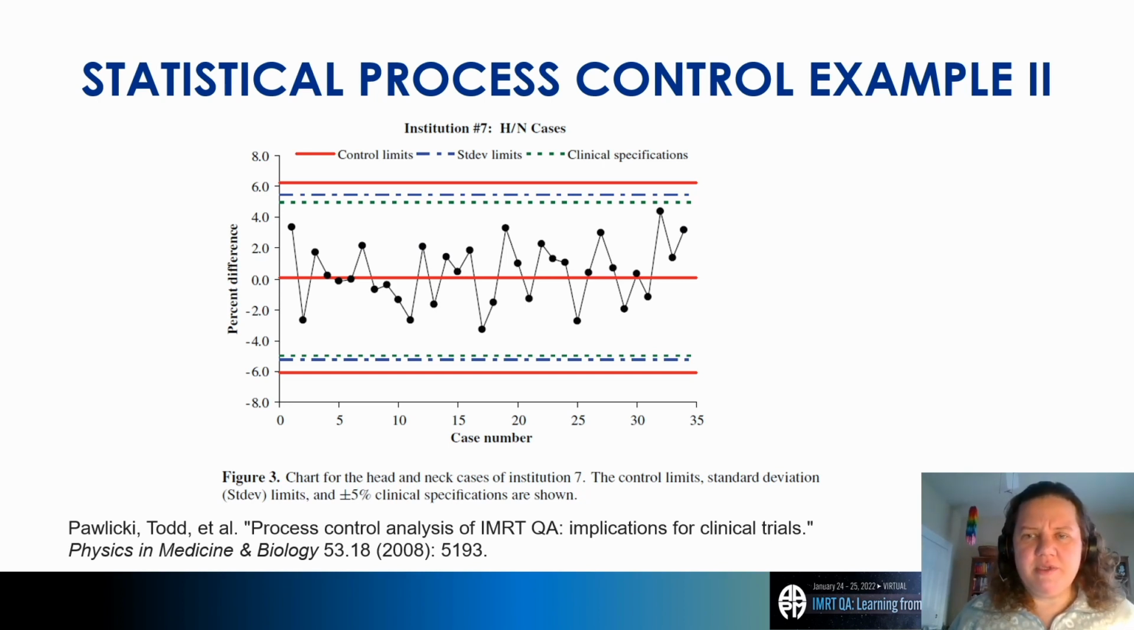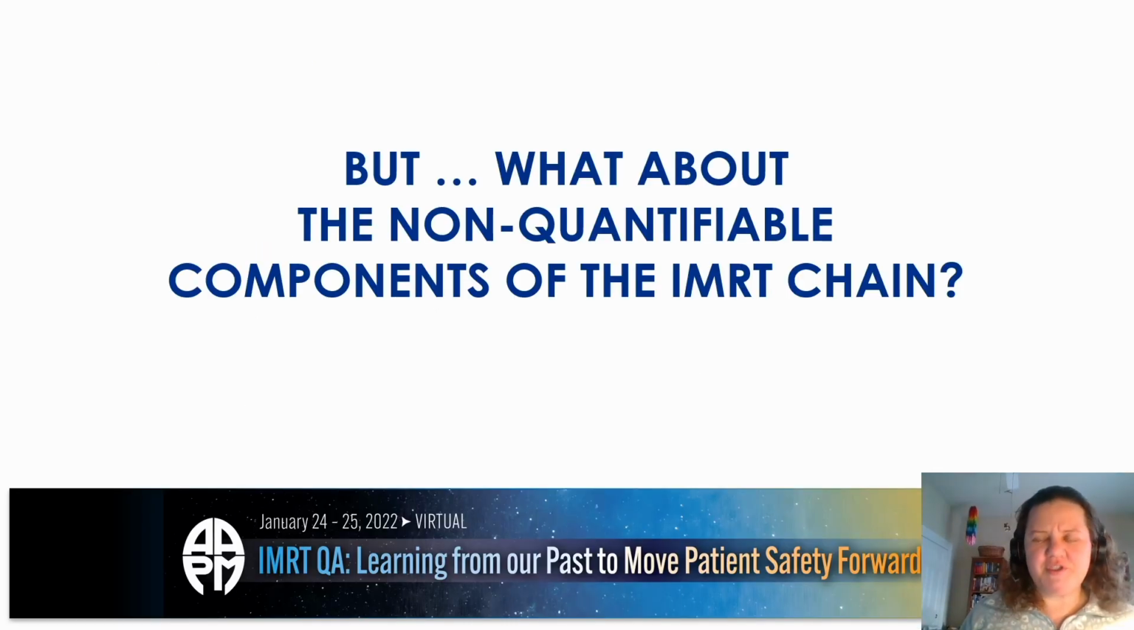And your control limits need to be set even a little bit wider, because otherwise you'll get frequent flags of systematic errors that are actually just the tail ends of the random distribution. So far, I've talked about computational methods that can be applied to the quantifiable components of the IMRT chain, but there are non-quantifiable components as well.